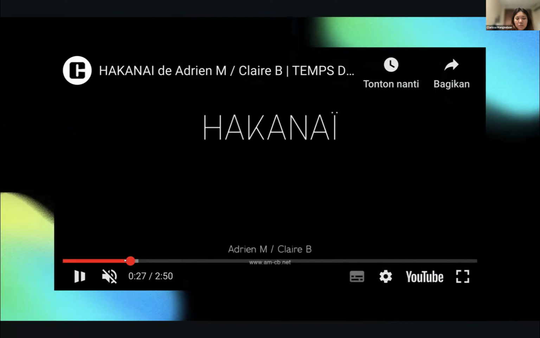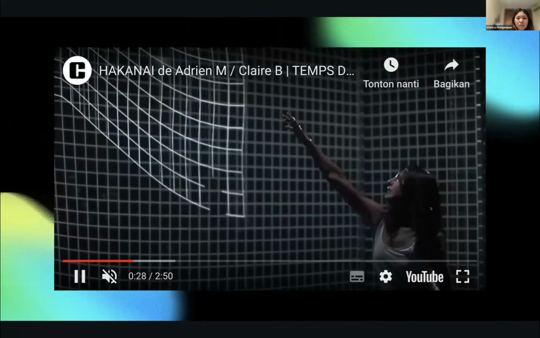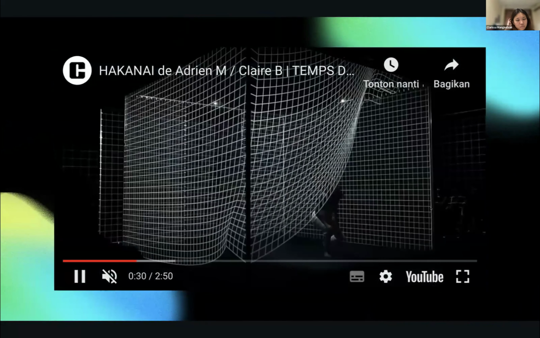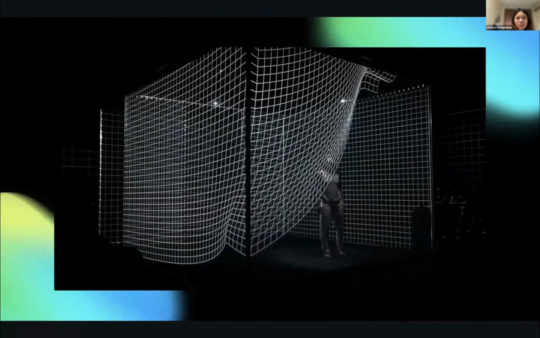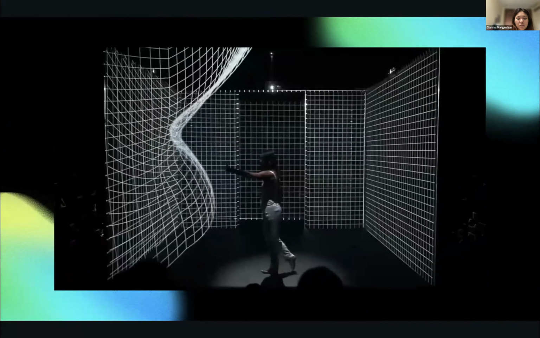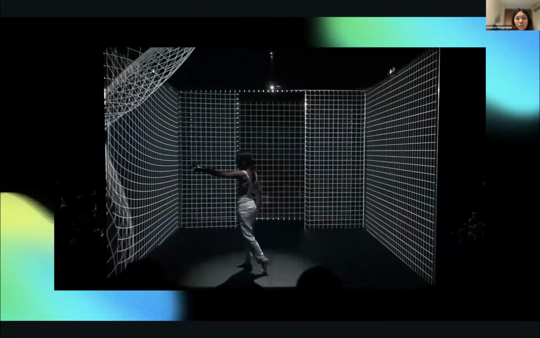So for example, for this dance, they did a performance of contemporary dance with motion graphics, but as you can see, it's just a visual aid for the audience and it's just eye candy for the audience, where it expands the dancer's movements. So that is one way of using motion graphics.